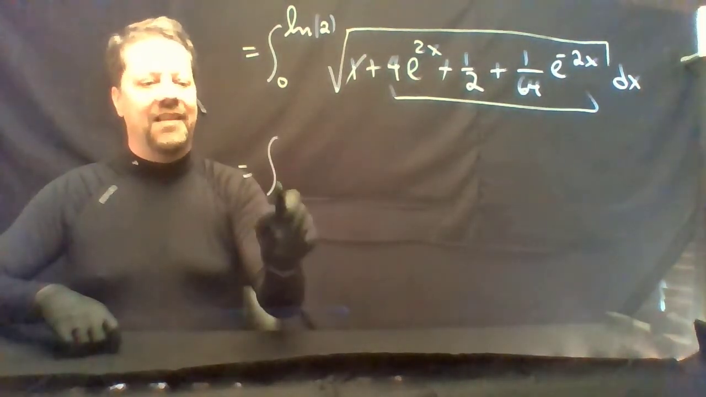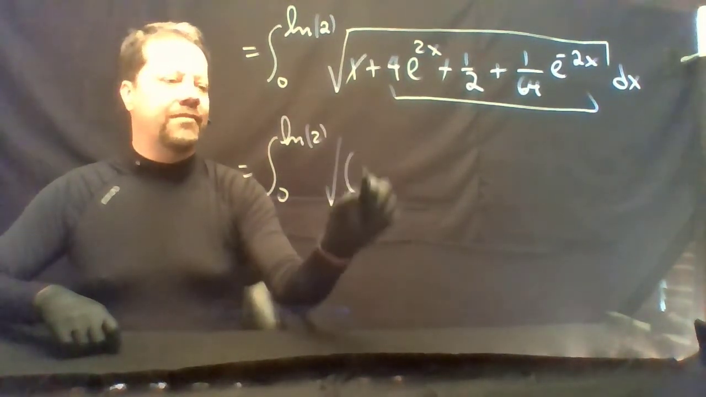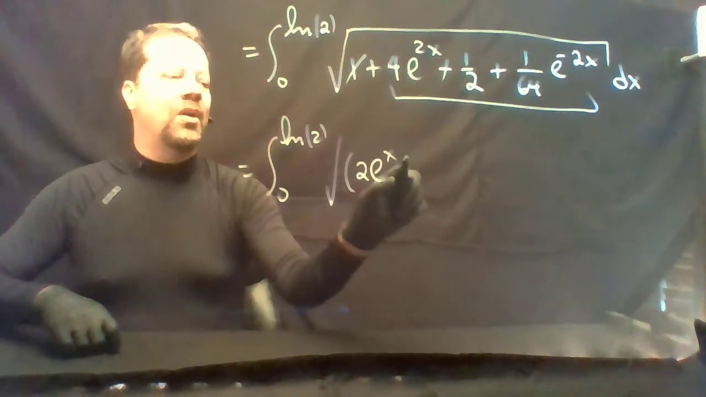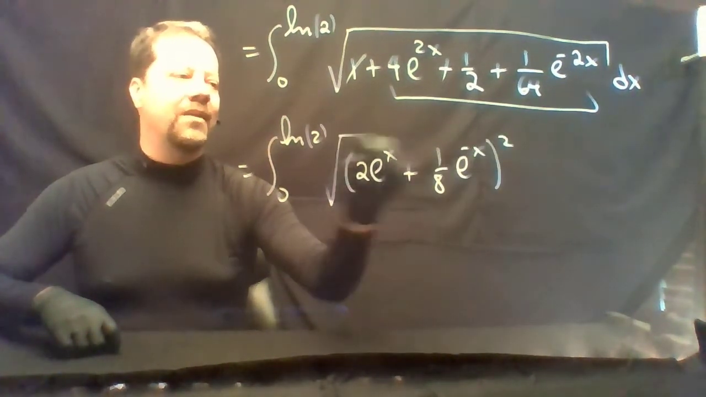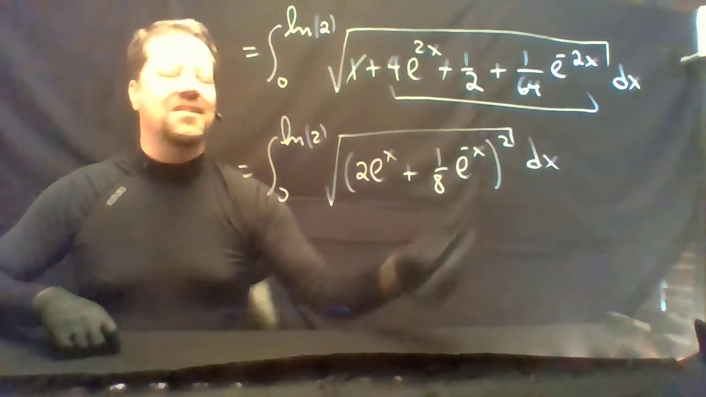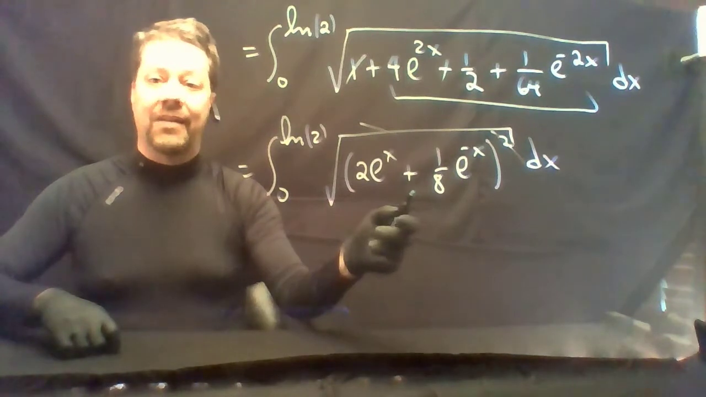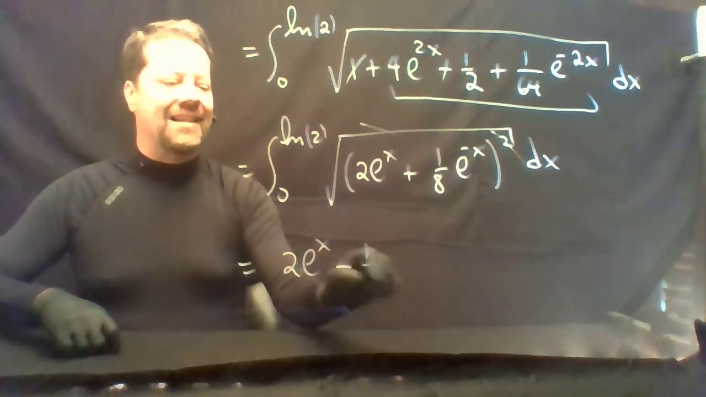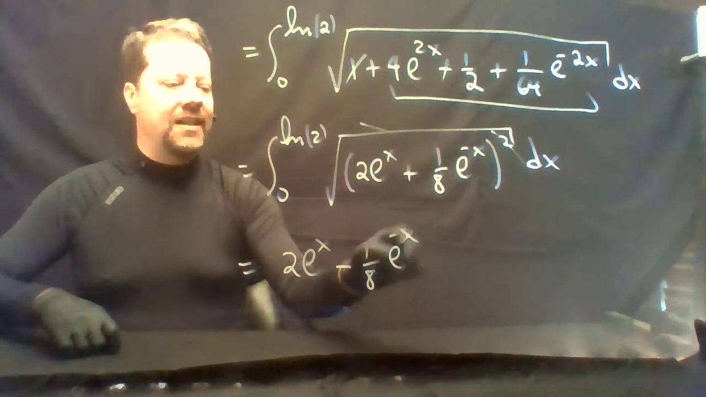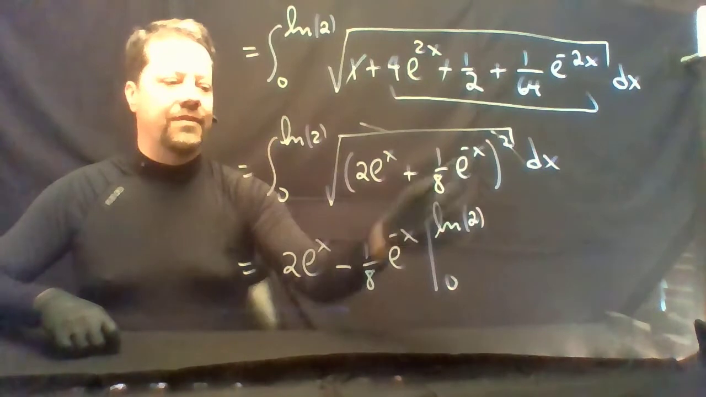We have the integral from 0 to the natural log of 2 of the square root of 2e to the x plus 1/8 e to the minus x quantity squared dx. The square root and the square will cancel, and then we can integrate term by term. We have 2e to the x minus 1/8 e to the minus x evaluated from 0 to the natural log of 2.